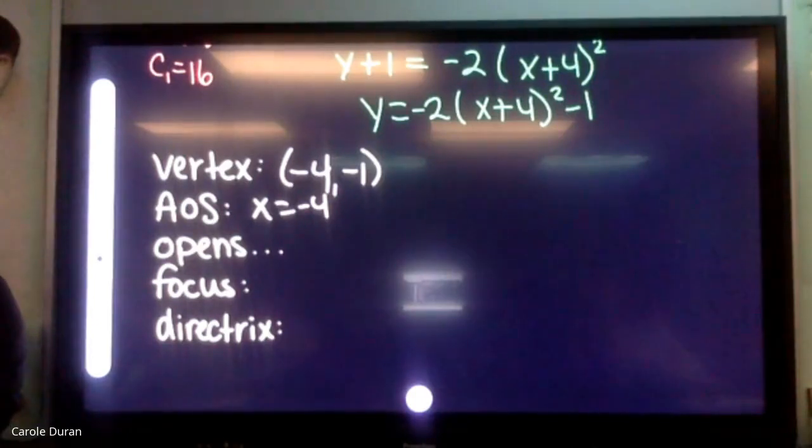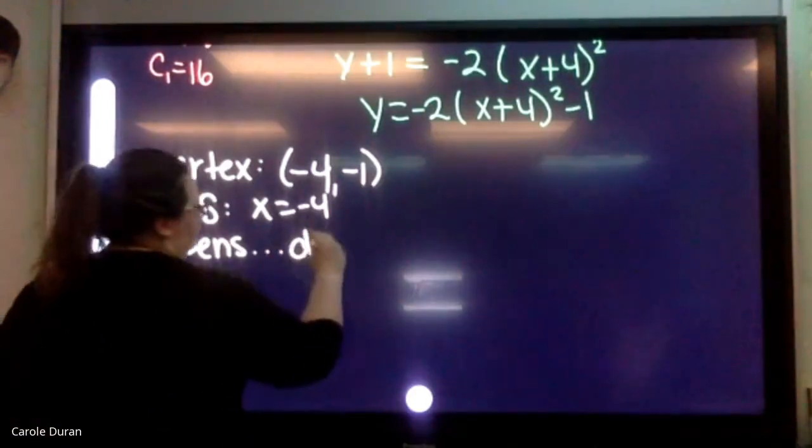Which one do we have here? Down. How do you know it's down? You just say negative. Negative is down. What is the negative number up there that told you that? Negative 2. Negative 2 is less than 0, so this will open down.